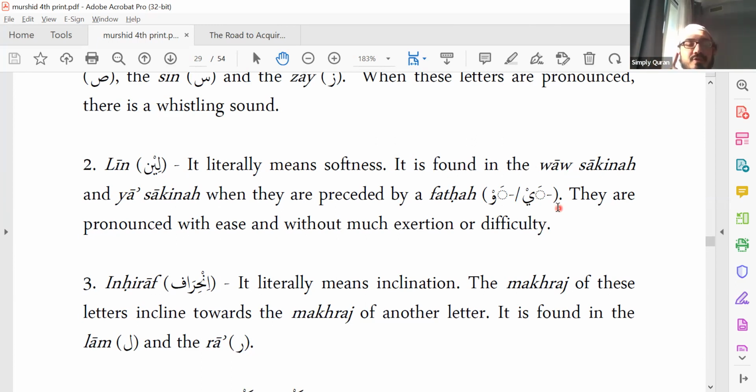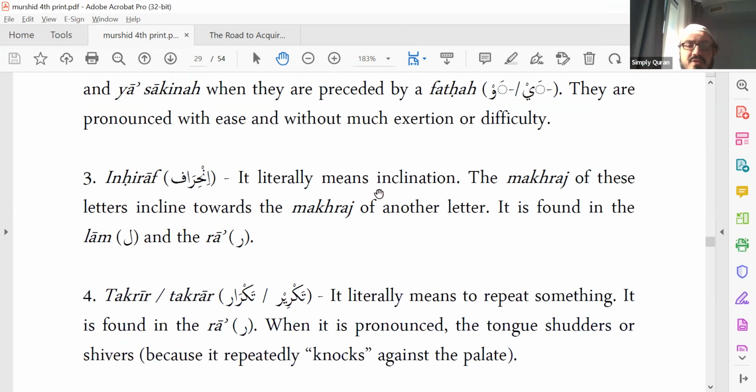Khawf. How do you know if you're reading it softly or not? You should be able to stretch it. Khawf. Or with the example of the ya: Quraysh. Nice and soft. أعوذ بالله من الشيطان. It's not shaytanir. It's not hard. Nice and soft.